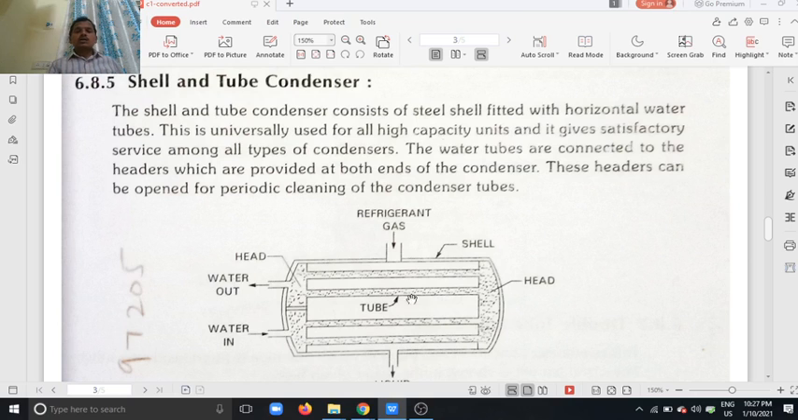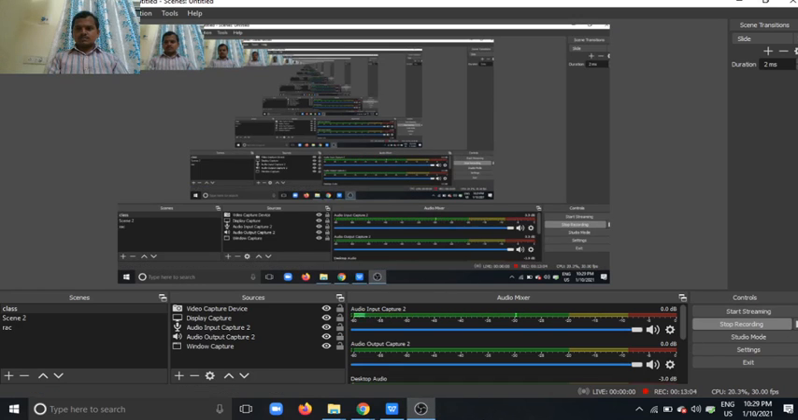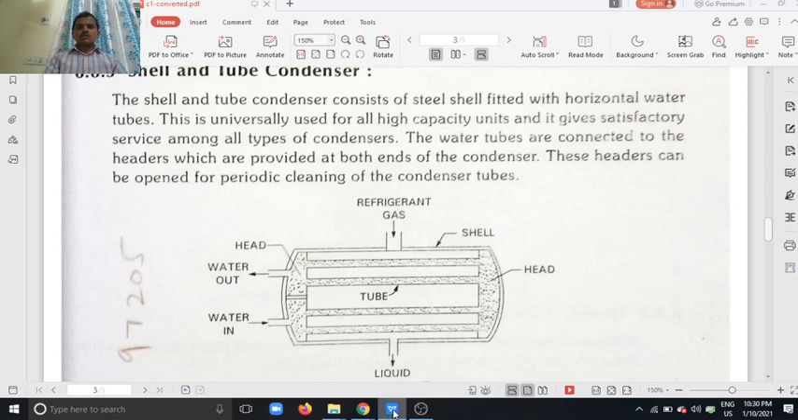Inside the shell, the tubes are fixed. The refrigerant goes through the tubes. That's why it is called the shell and tube condenser.